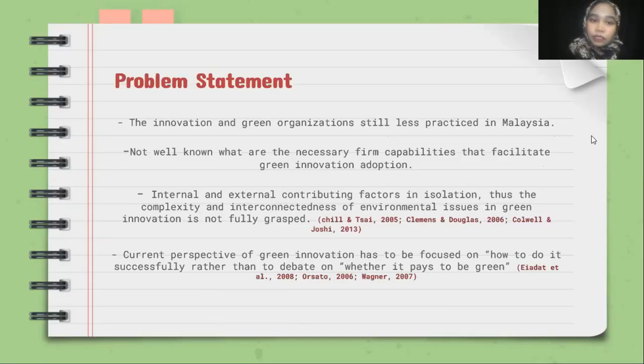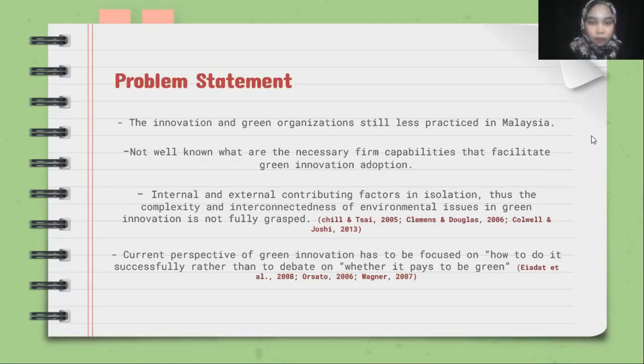The first one is that innovation and green organization are still less practiced in Malaysia. In addition, it is also not well known what are the necessary firms' capabilities that facilitate green innovation adoption. Next, internal and external contributing factors are studied in isolation. Thus, the complexity and interconnectedness of environmental issues in green innovation is not fully grasped. This is why Chiou and Tsai 2005, Clements and Douglas 2006, Colwell and Joshi 2013.